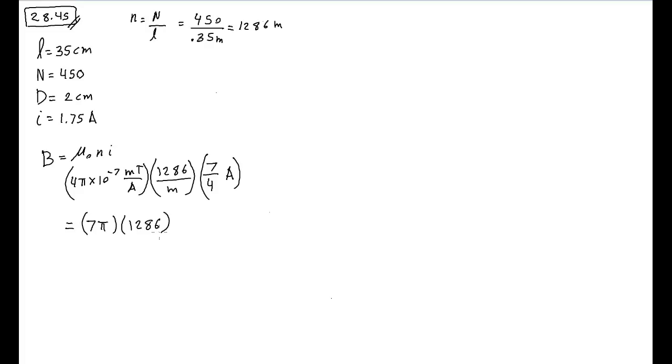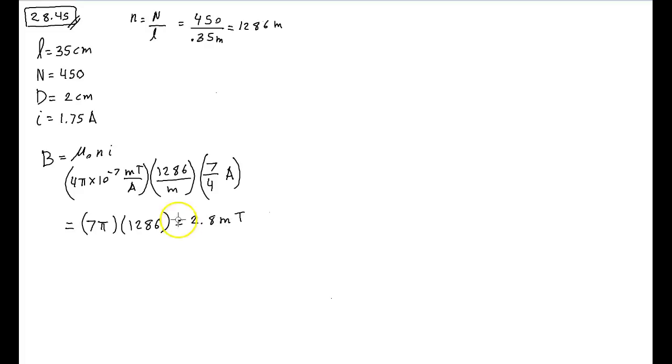2.8 milliteslas. So that's the magnetic field in the middle of the solenoid. Okay, and yes, it's a vector, but it's just oriented along the length of the solenoid. Was there more to that one?